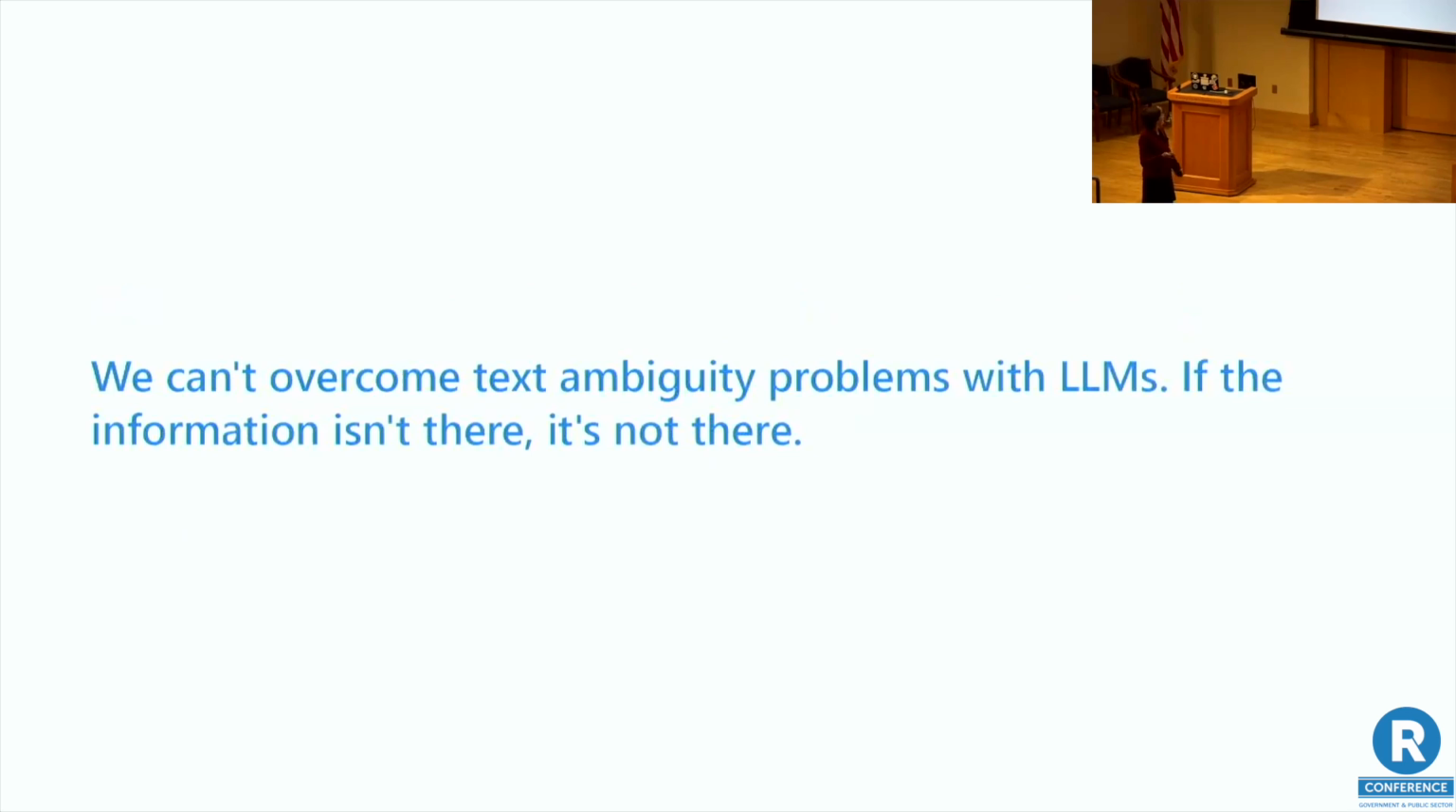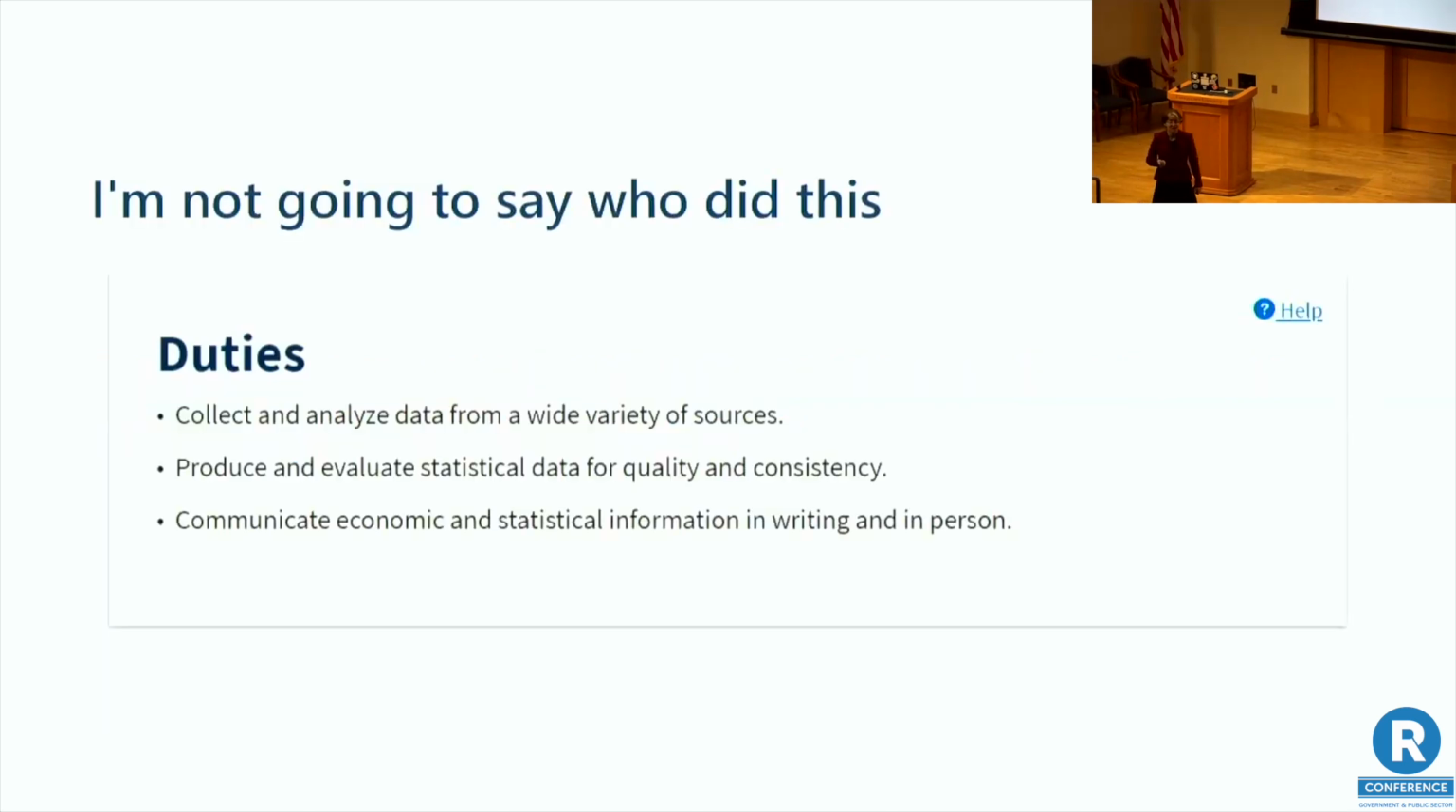Okay, we can't overcome text ambiguity problems. If you have basically no information in your duties section, then my model isn't going to be any better at classifying it than a person reading it. So there's problems we can fix with hiring, and there's problems we can't fix with hiring. If this is your duties section, it doesn't really matter, my model is not going to be very good. I have no idea looking at this job what it actually is.